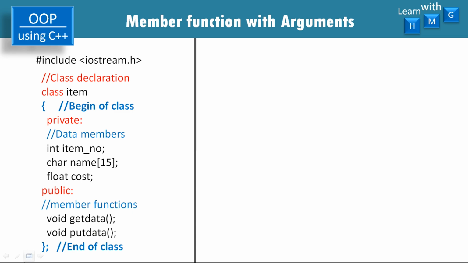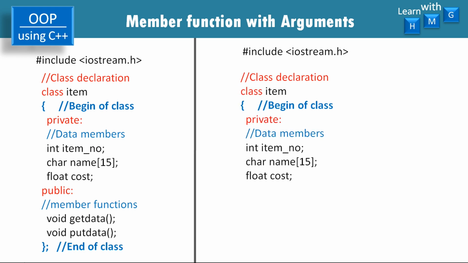Okay. Now on the right side I am going to write the class declaration using another type of member function. Again in the private section the same data members are declared: item no, name and cost. Now in the public section I am defining the member function. I am writing the declaration of the member function with arguments.